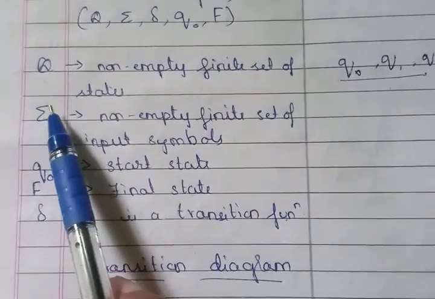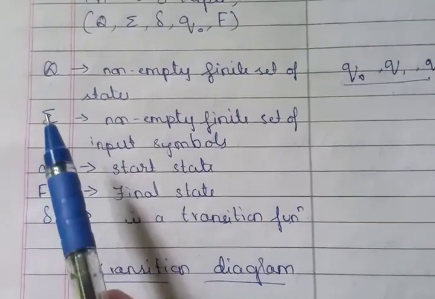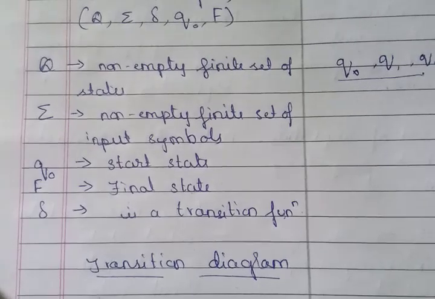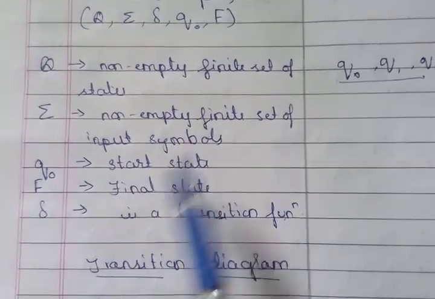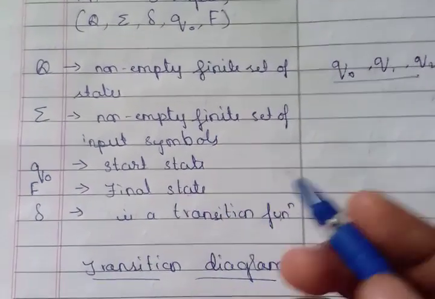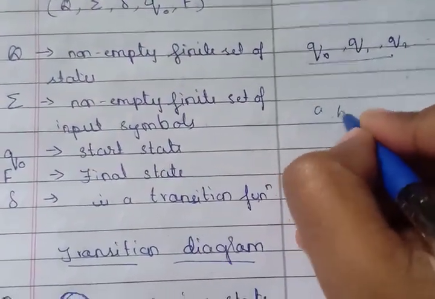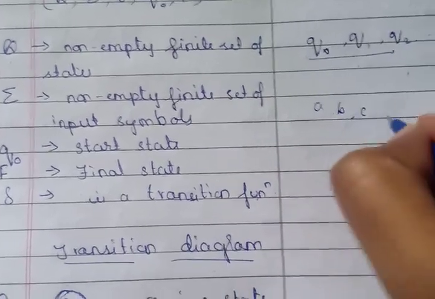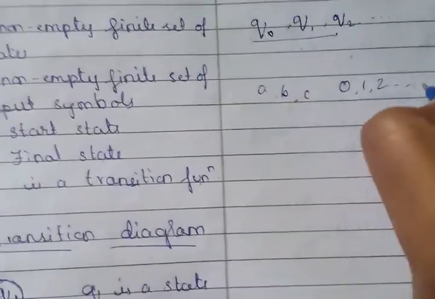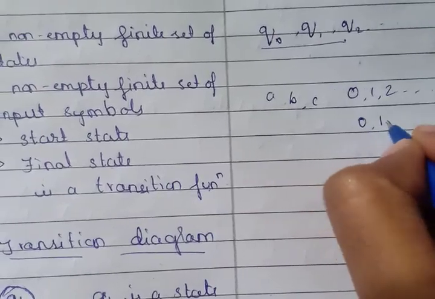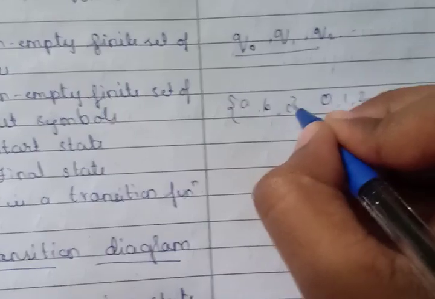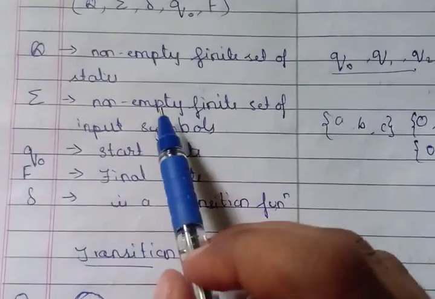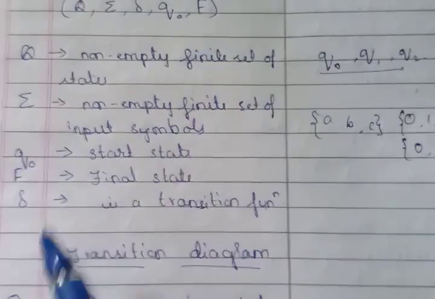Next is the summation. In our first video we discussed alphabets, where an alphabet is a finite non-empty set of symbols or characters like A, B, C, and so on, or 0, 1, 2, and so on, or in terms of binary just 0, 1. The combination of all these groups is what we consider as the alphabet. This is exactly what the summation represents.